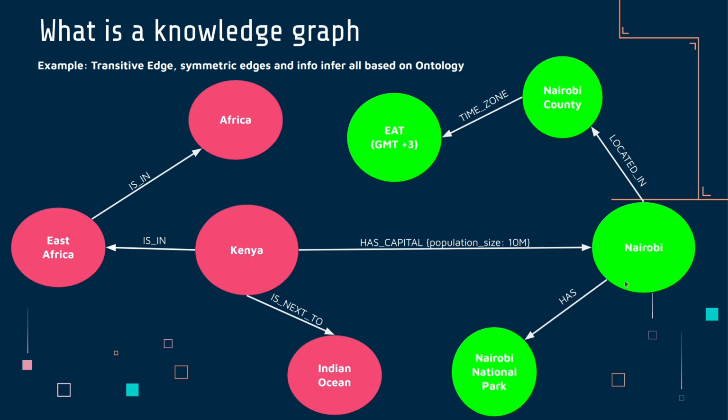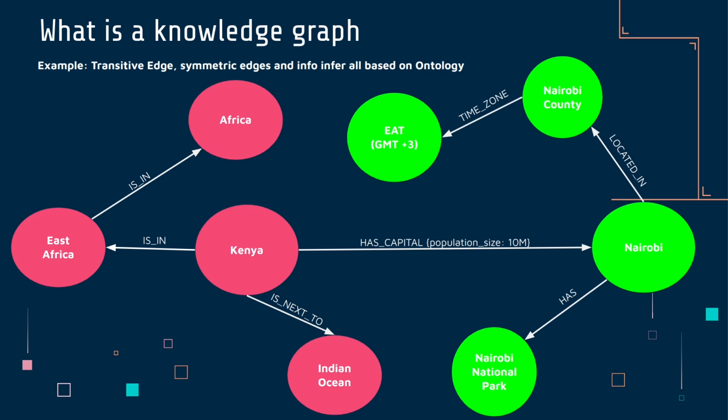Let's say you have built a system using this knowledge graph, and you search, where is Nairobi located? You can see, okay, Nairobi is a city in Kenya, which is within East Africa, and East Africa is within Africa. So Nairobi is an African city located in Kenya, East Africa. So you can see how I can provide all that information just by having a knowledge graph.